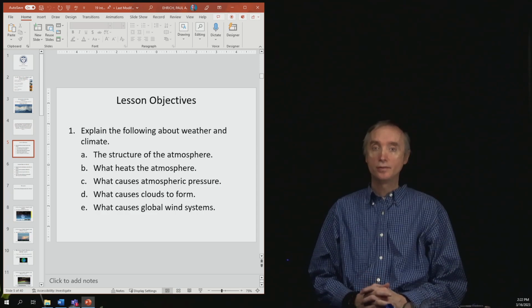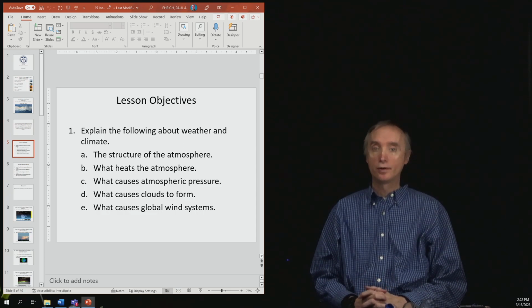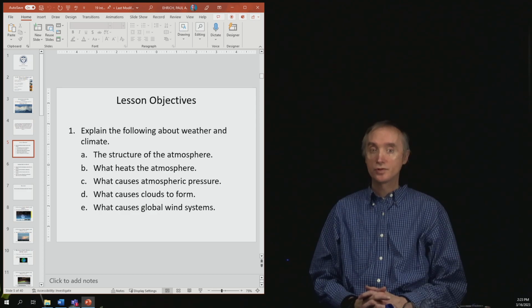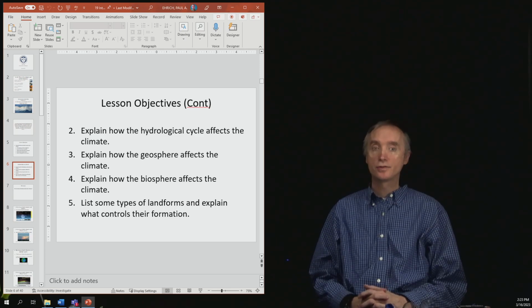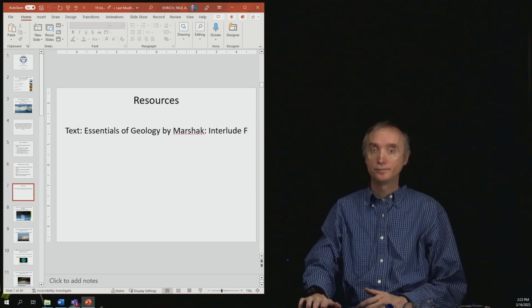So your lesson objectives are: explain the following about weather and climate: the structure of the atmosphere, what it is that heats the atmosphere, what causes atmospheric pressure, what causes clouds to form, and what causes global wind systems. Okay, then explain how the hydrological cycle affects the climate, explain how the geosphere affects the climate, explain how the biosphere affects the climate, and list some types of landforms and explain what controls their formation.